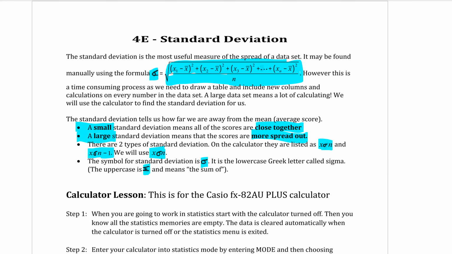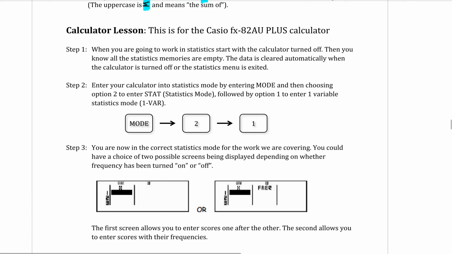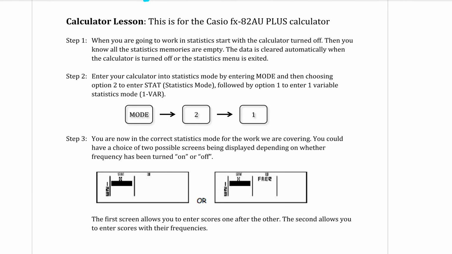All right, so the next part of this lesson, we're going to go through in detail how to use your calculator, your Casio calculator, I should say, to find the standard deviation. So step number 1, when you're going to work on statistics, start with the calculator turned off. Then you know all the statistics memories are empty. The data is cleared automatically when the calculator is turned off or the statistics menu is exited. All right, so step 2, we turn our calculator on, obviously, and enter your calculator into statistics mode by doing the following. We're going to click mode 2 and then the number 1.